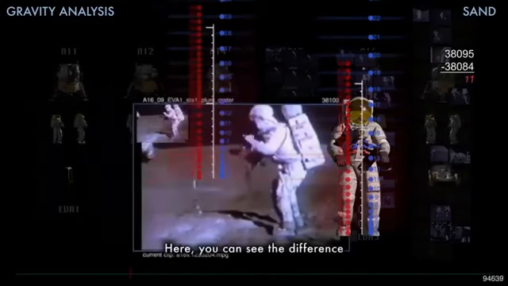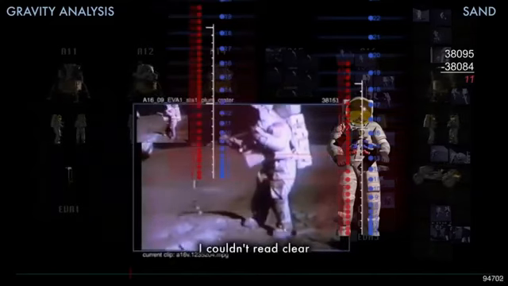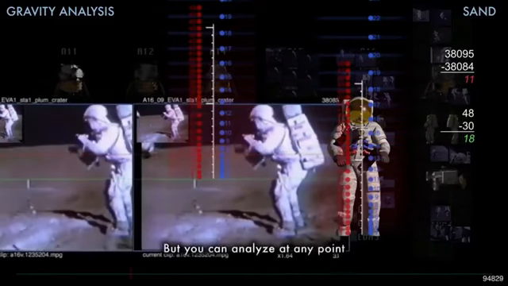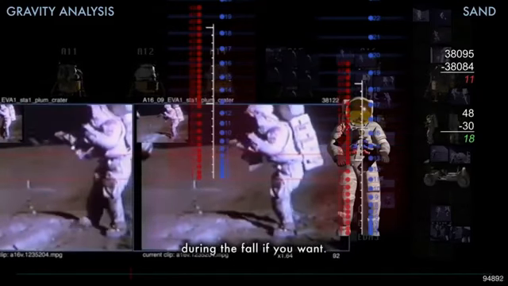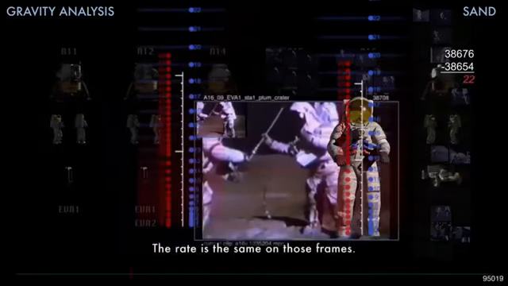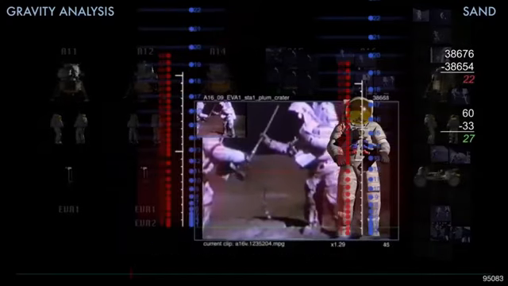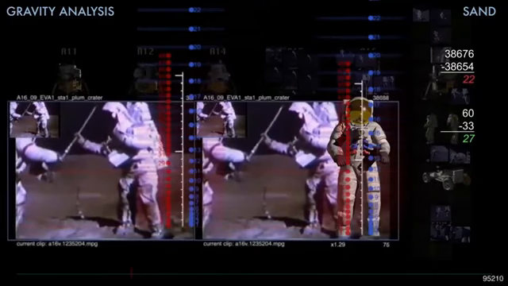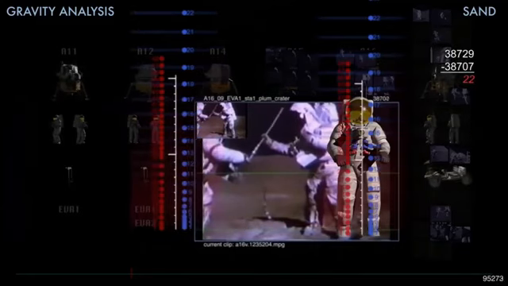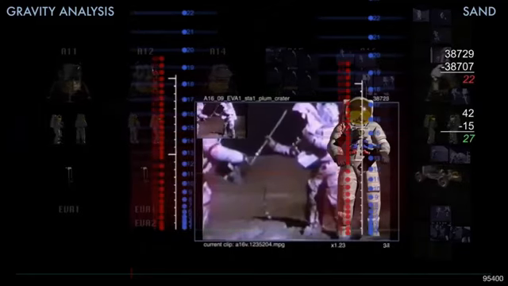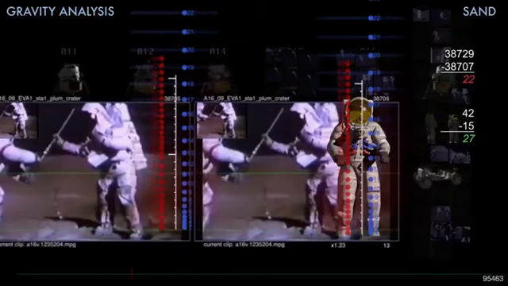Here you can see the difference when I stopped before it hit the ground. I couldn't read clearly when it hit the ground, but you can clearly analyze at any point during the fall if you want, so I stopped here. The rate is the same on those frames. I encourage you to do your own analysis of these two frames and the ones that will follow. What you will find will be very interesting indeed.